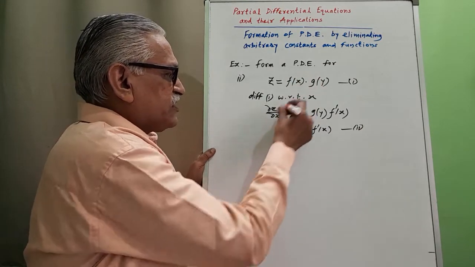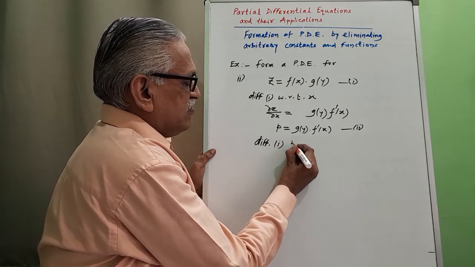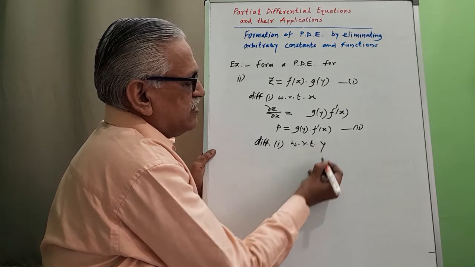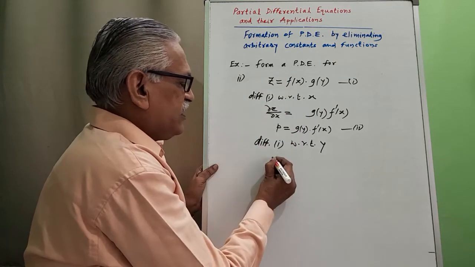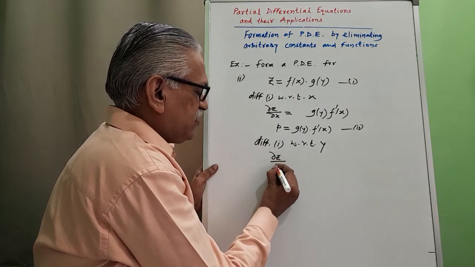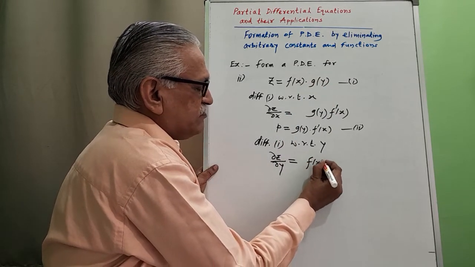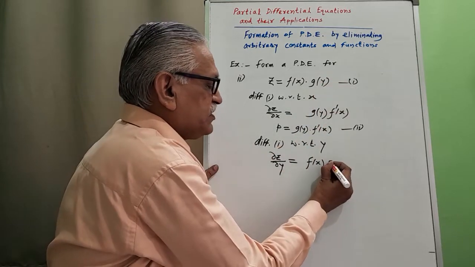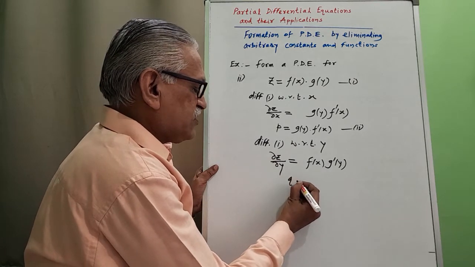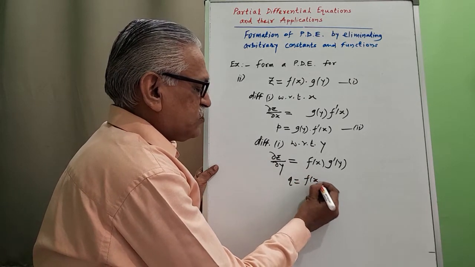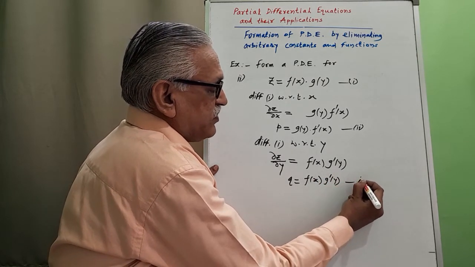Similarly, we can differentiate it with respect to y. Therefore, differentiating 1 with respect to y, this time we keep x constant, or consider that term as a constant term. Therefore, the derivative of z with respect to y is dou z by dou y. This time f of x is a constant term. Differentiation of g is g dash of y, but dou z by dou y is nothing but q. We get q is equal to f of x into g dash of y, as equation 3.